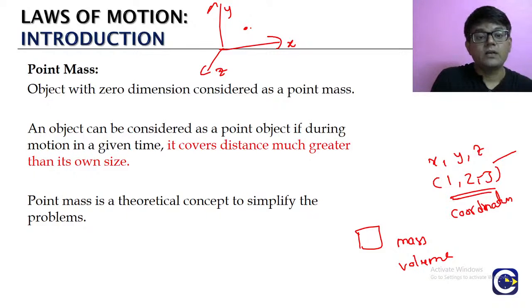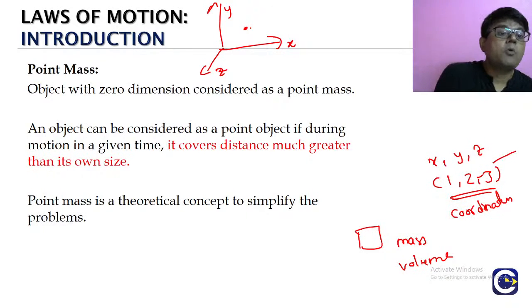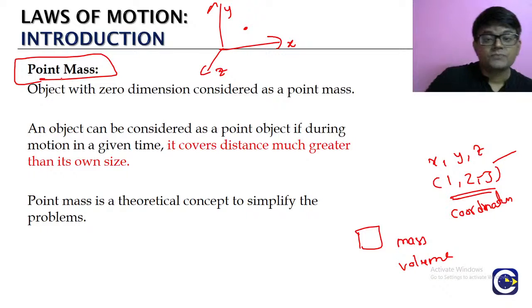What are we doing there? We are making one big assumption. That is what we call the point mass assumption. This is an important one. What is the assumption we are making? Point mass. So what is the point mass?